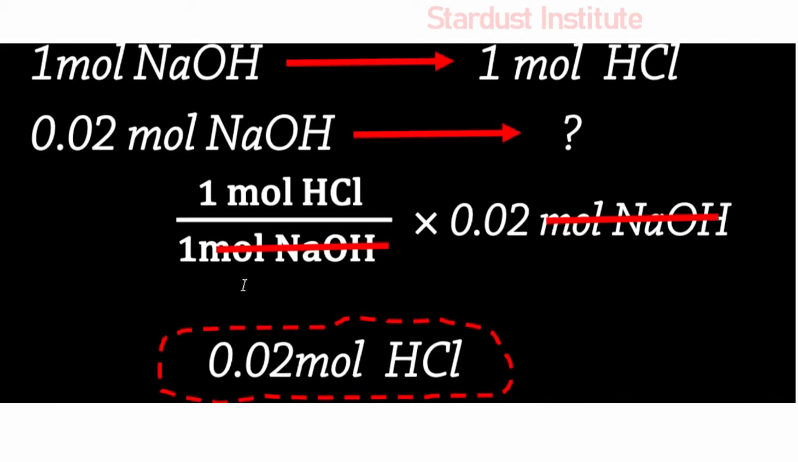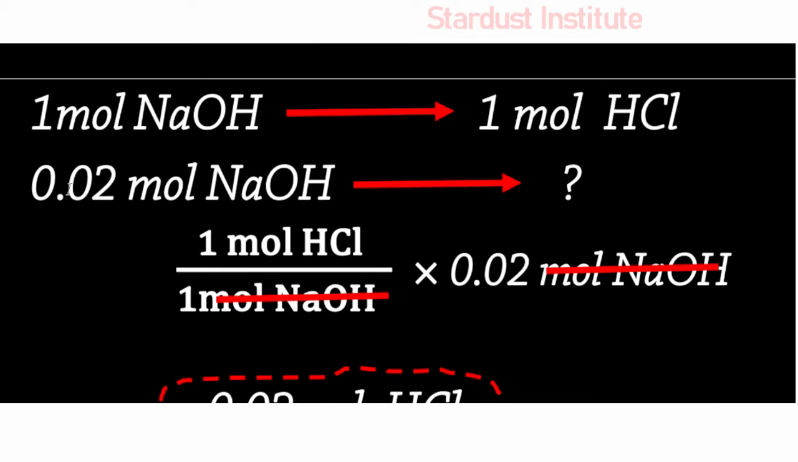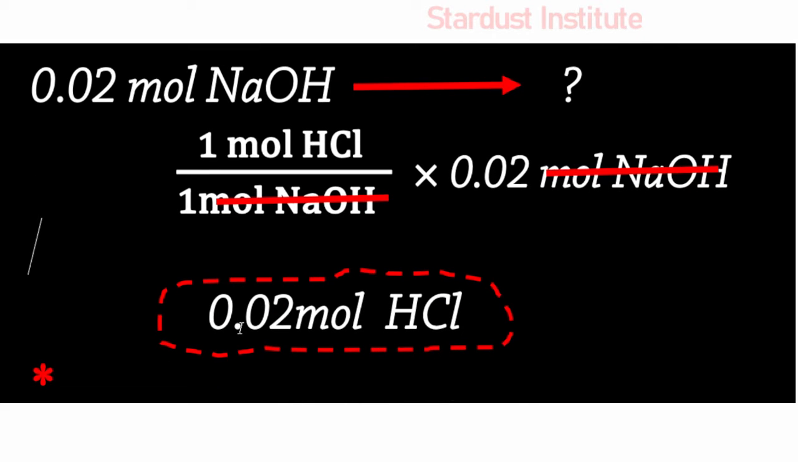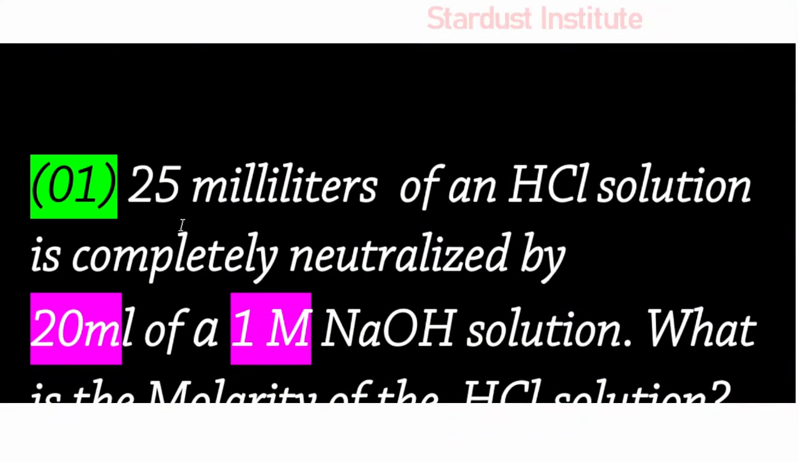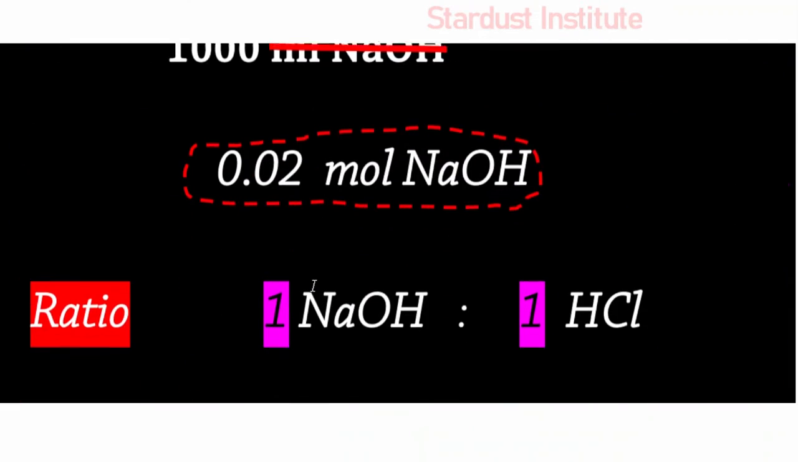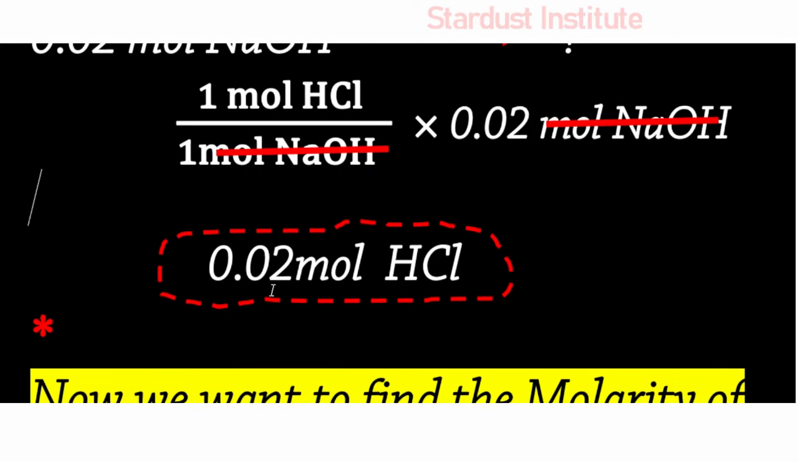Now, to react with 0.02 moles of sodium hydroxide, 0.02 moles of HCl are required. This 0.02 moles of HCl are in 25 milliliters of this HCl solution. In 25 milliliters of this HCl solution, there are 0.02 moles of HCl.